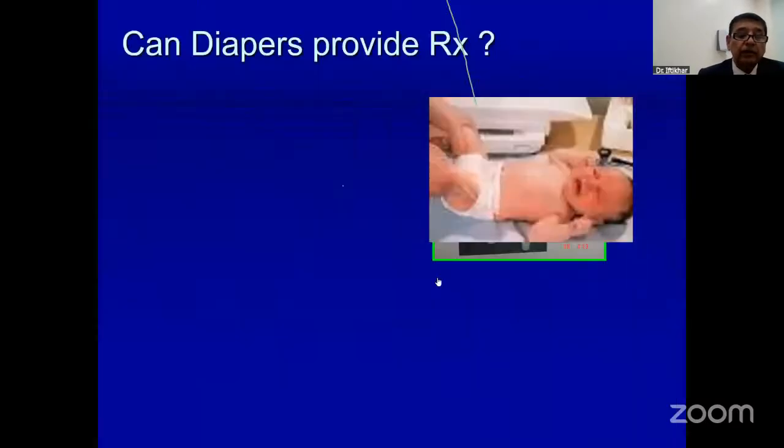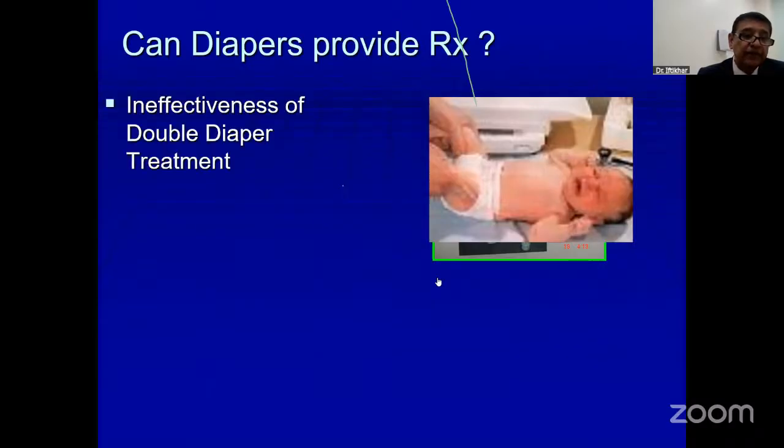Now, many GPs, sometimes even other doctors, I see them come to my clinic after 4 months, and they've been on treatment with diapers alone because their GP has told them, just put 2 diapers, it will work, the child will grow out of it and be perfect. Well, the concept is fine. You're trying to keep the hips abducted, preventing adduction, but it does not help. Double diaper treatment is ineffective.